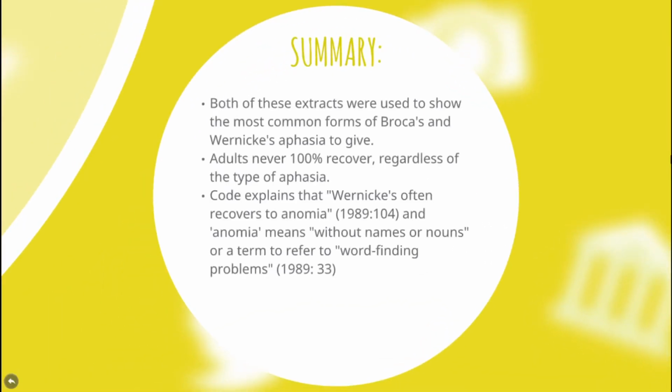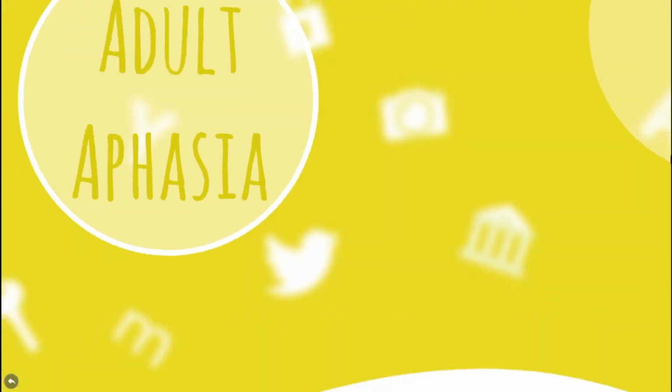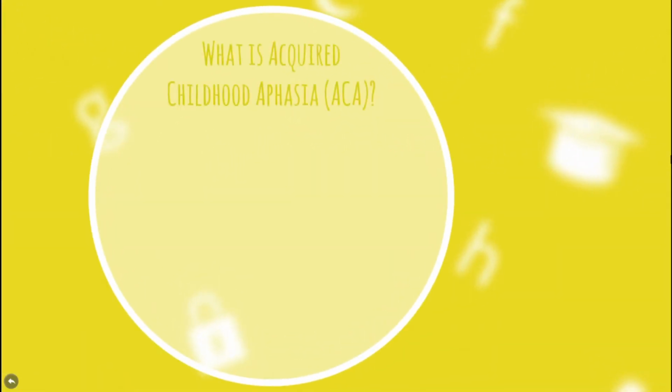These extracts were used in order to show the most common form of Broca's and Wernicke's aphasia in adults. We used them to show these perspectives and how adults recover so we could compare them to how children's recoveries are similar or differ from these. Adults with aphasia never 100% recover, irrespective of the type of aphasia. In Code's Characteristics of Aphasia, he explains that adult aphasia patients often recover to anomia. Anomia literally translates to without names or nouns. Therefore, even though their grammatical words and comprehension improves, they will continue to have issues with lexical and semantic processing required to form sentences. We now turn our focus to aphasia within children.